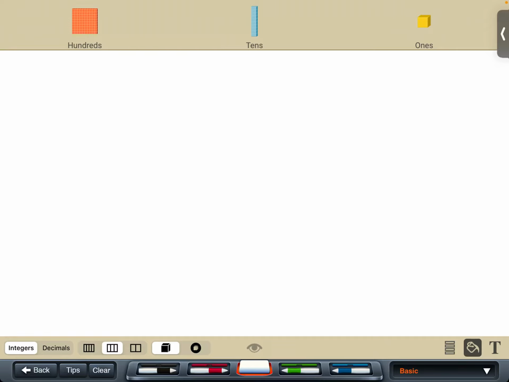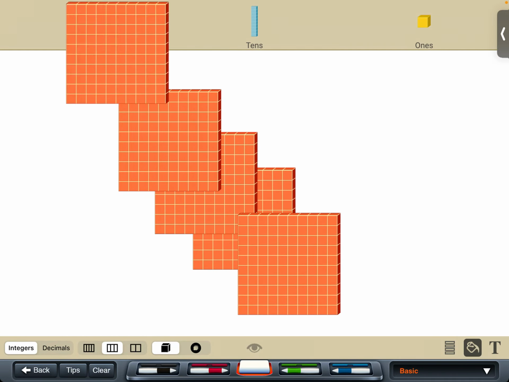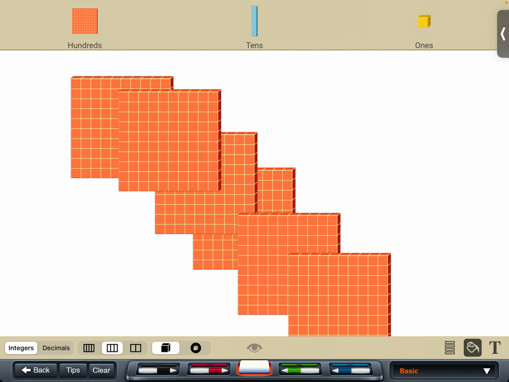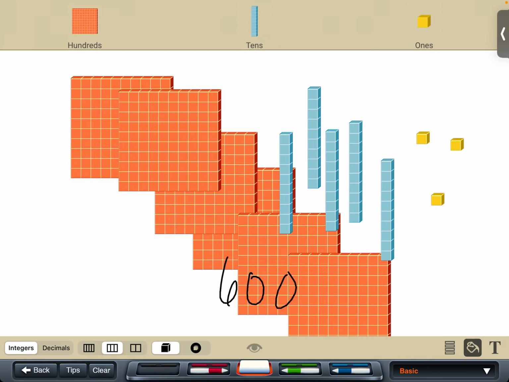All right, today we are going to take a look at some division with some number models and how it relates to our box method of division. Let's take 6 hundreds, and then 5 tens, and 3 ones. So I have 6 hundreds, 5 tens, which would be 50, and then 3 ones.